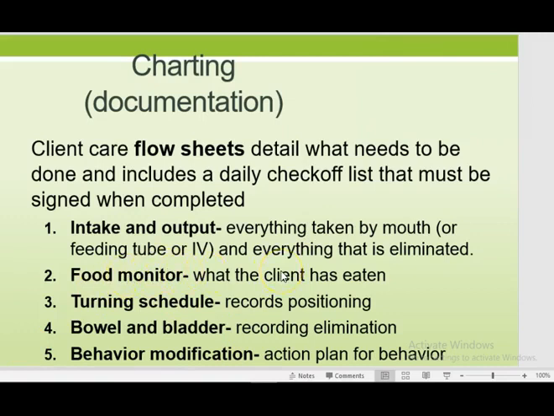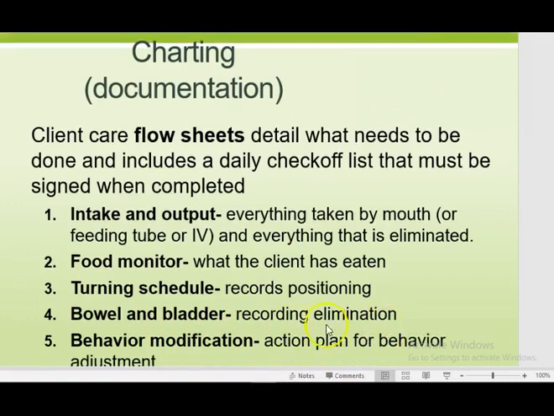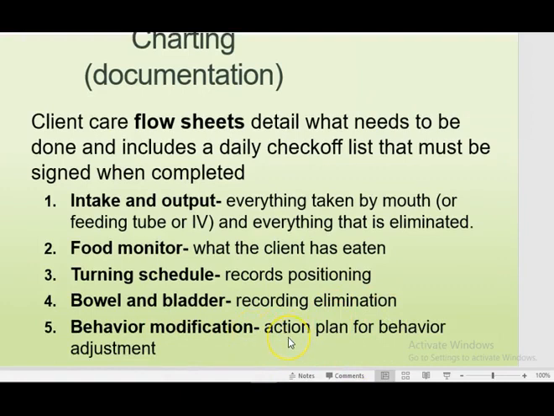Okay, and then we probably monitor their food intake. Every client's different, so some we may, some we don't. If they're immobile, they're not moving around, are we positioning them? Bowel and bladder, again, recording if they've had a bowel movement, right? And this way we know if they're constipated. And then their behavior, an action plan. Sometimes we'll be documenting and looking at behaviors, especially if it's dementia patients. So every patient's different.